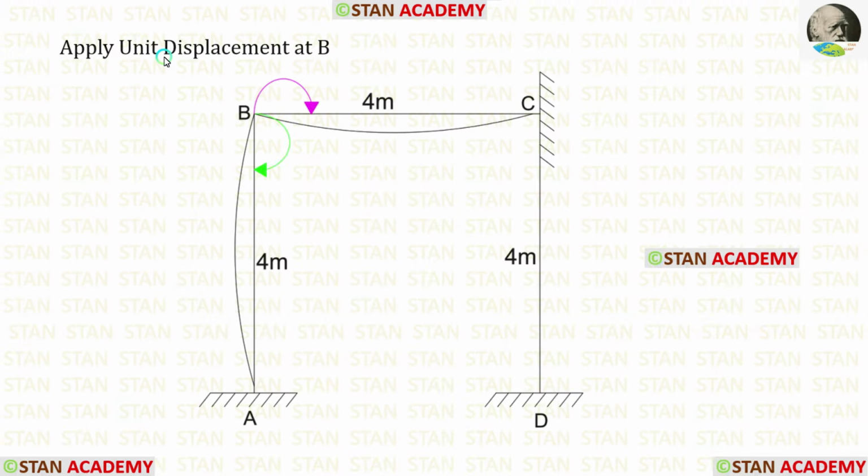We are applying unit displacement in the point B. From the point B, make two clockwise curves, one curve towards the point C and one curve towards the point A, and then see the direction of the arrows and draw the curves.